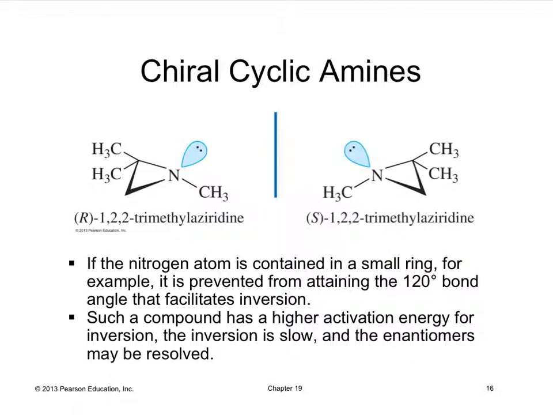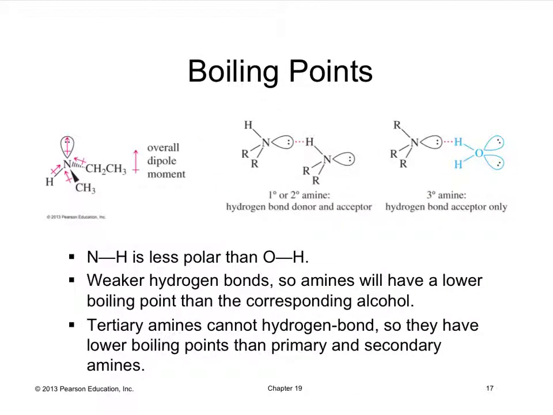You could also have chiral cyclic amines. Here's an aziridine, which has a specific configuration, and here's the other, the S form. Because it's in this constrained ring, it can't flip over, and so the inversion is slow in this chiral cyclic amine, and as a result, you can resolve these 2 enantiomers.